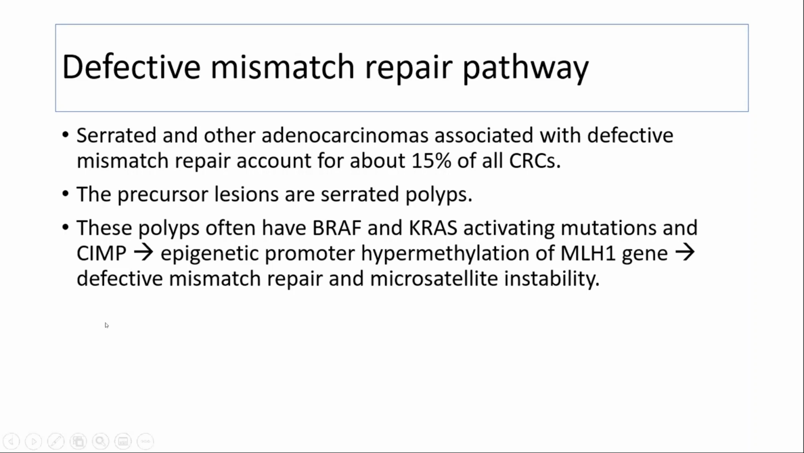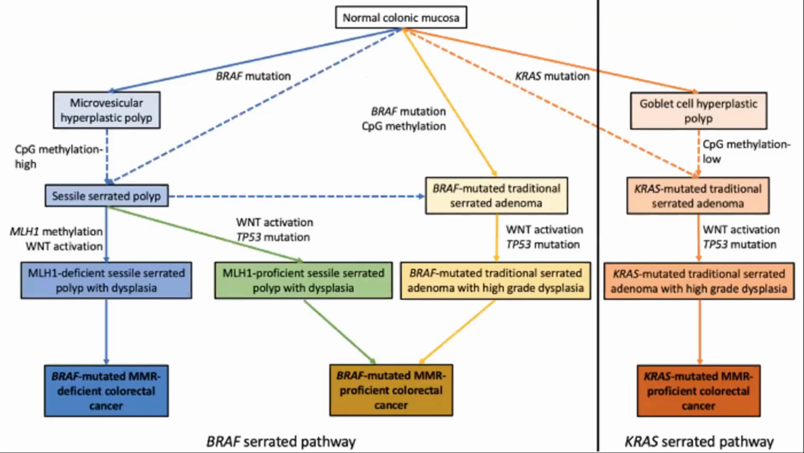And as I discussed in the previous slides on serrated polyps, these polyps usually have BRAF mutation, sometimes with KRAS mutation, and also CpG island methylator phenotype, where this causes epigenetic hypermethylation of the MLH1 gene promoter, which leads to defective mismatch repair and microsatellite instability.